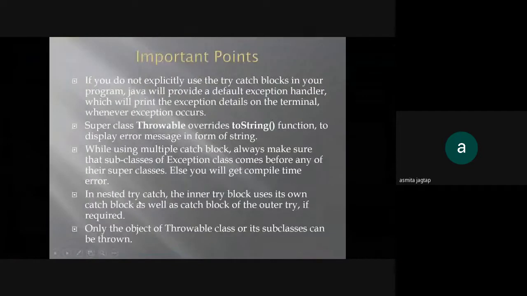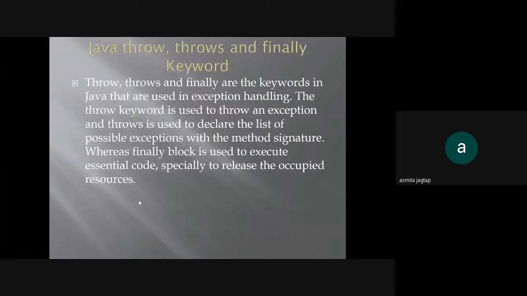In the nested try catch, the inner try block uses its own catch as well as it uses the outer try catch also if required. Okay, only the object of throwable classes or its subclasses can be thrown. Then Java has throw, throws, and finally. These are the keywords which are used to throw the exception.